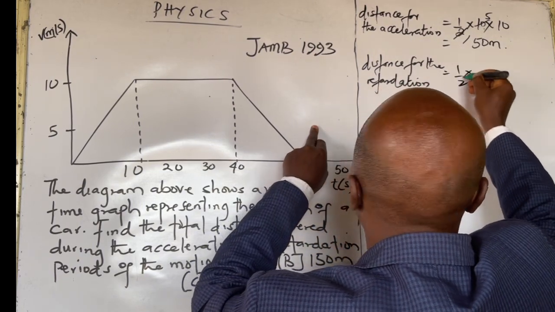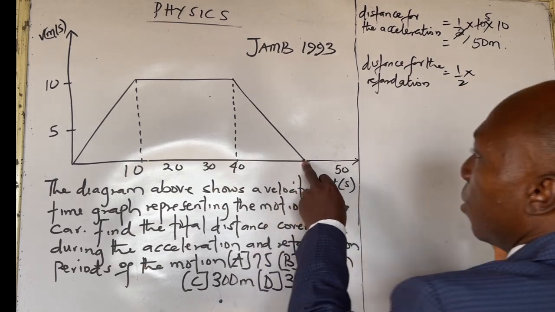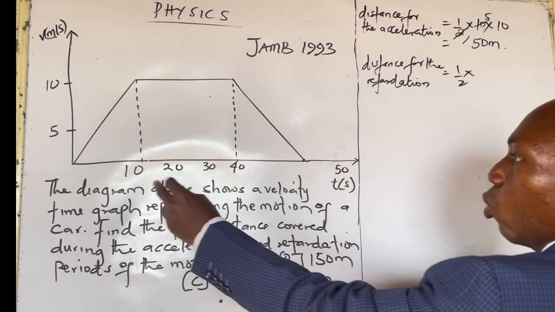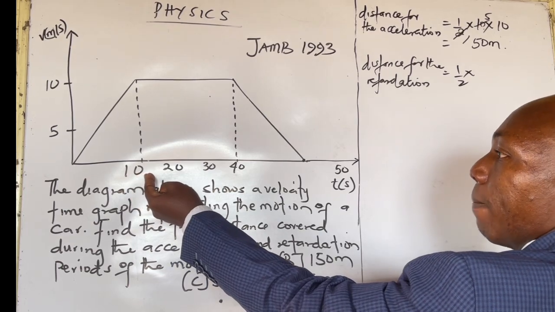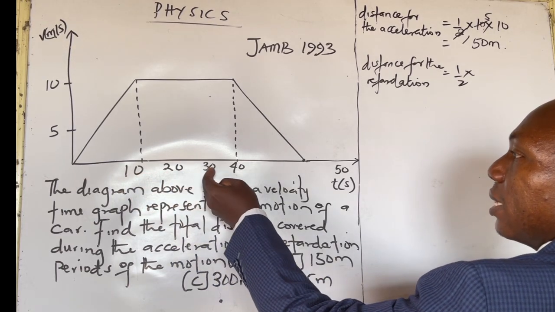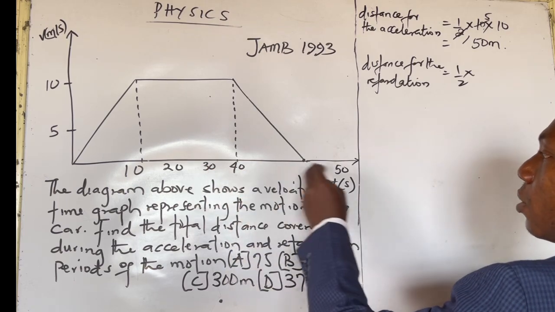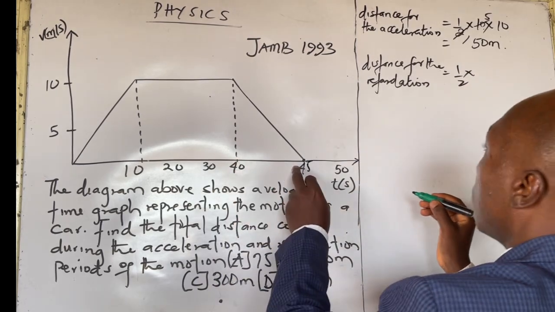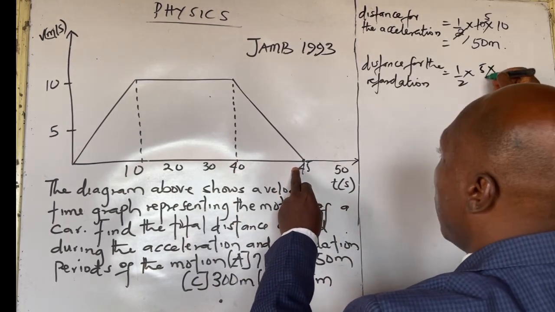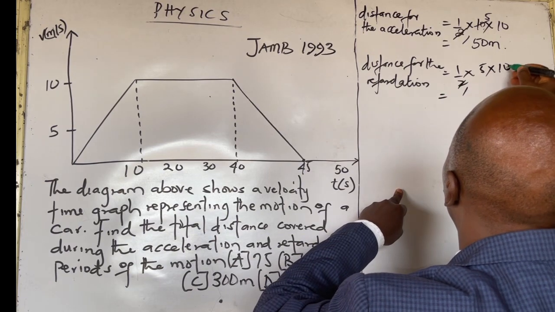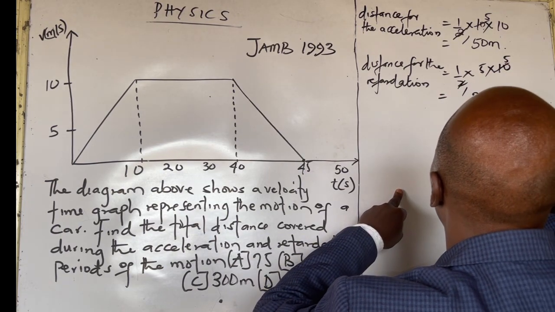So the distance for the retardation now. Distance from here to here is 50. So we can see the time goes 10, 10 plus 10, 20, 20 plus 10, 30, 30 plus 10, 40, 40 plus 10, 50. So midway will be 45. The distance from here to here is 5. So 5 times our height, which is 10. So that will give you 2 here, 1, 2 in 10, 5. So that will be 25.